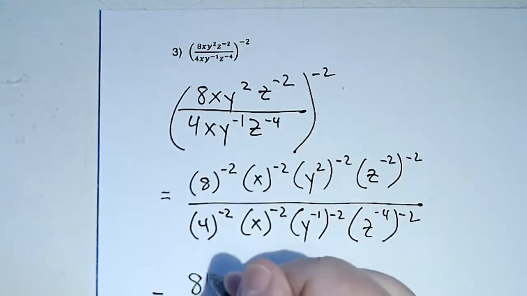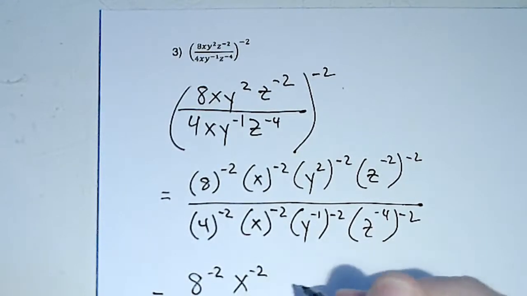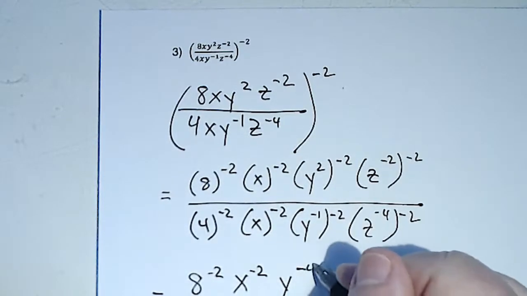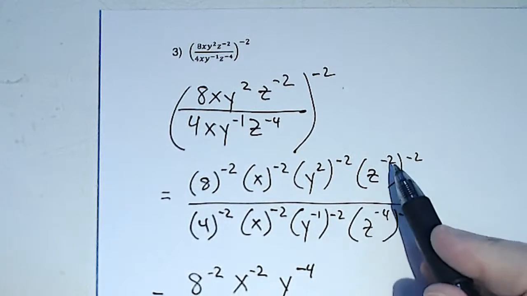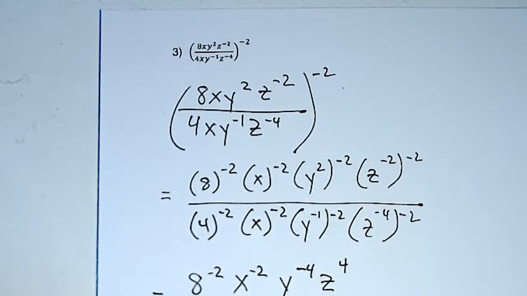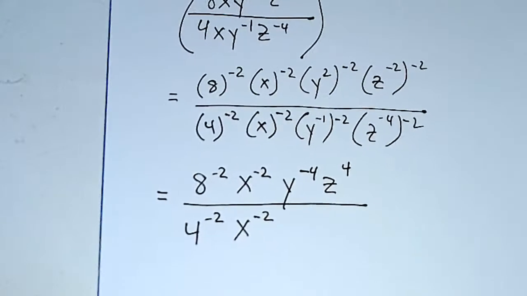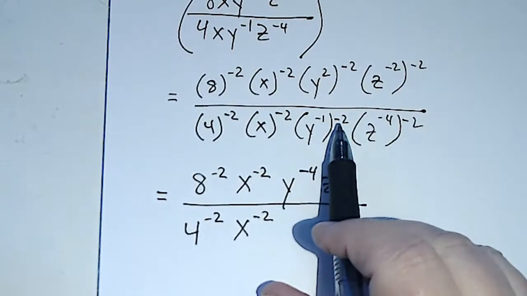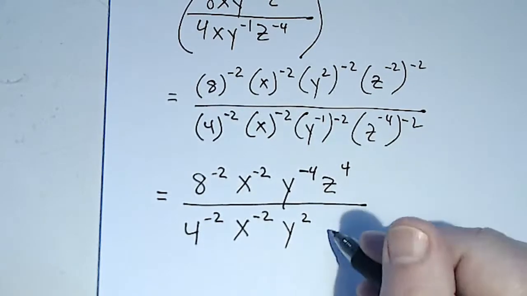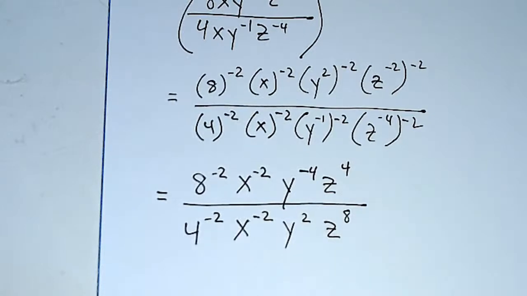Okay, so I've got 8 to the -2, x to the -2, y to the 2 exponents, I'm going to multiply -4. Z to the -2 to the -2, multiply, I get z to the +4. Down in the denominator, 4 to the -2, x to the -2, y to the -1 times -2, y squared. And then z to the -4 times -2 is z to the 8th. So far, so good?